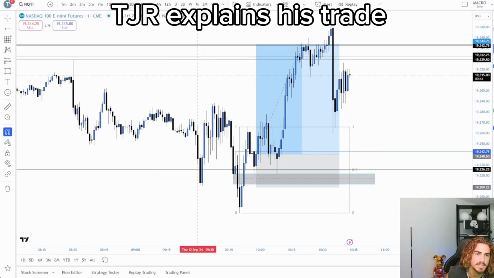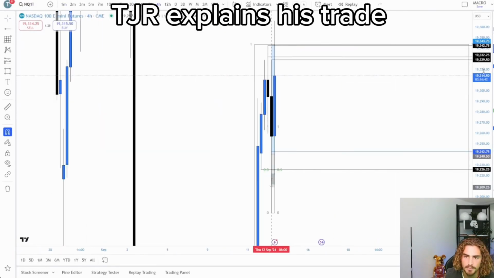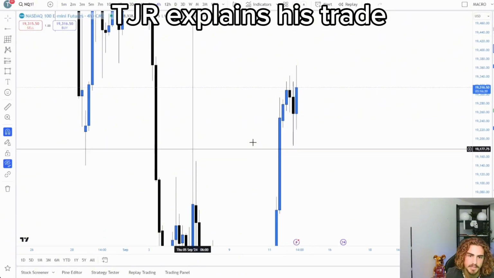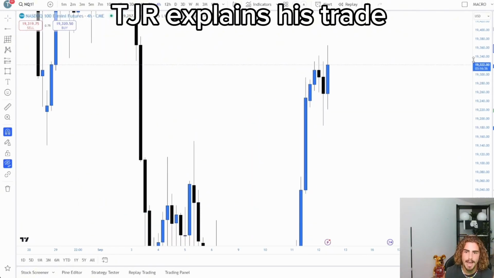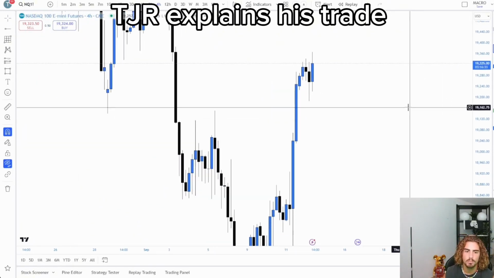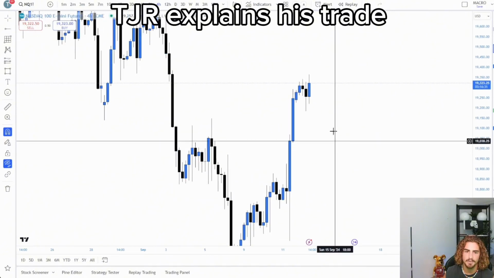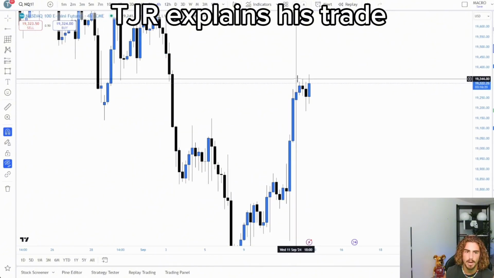So PPI news data today didn't do anything to the market. So obviously, I'm looking to take trades. On NASDAQ, there was really no form of high time frame draw on liquidity besides these 4-hour highs up here.